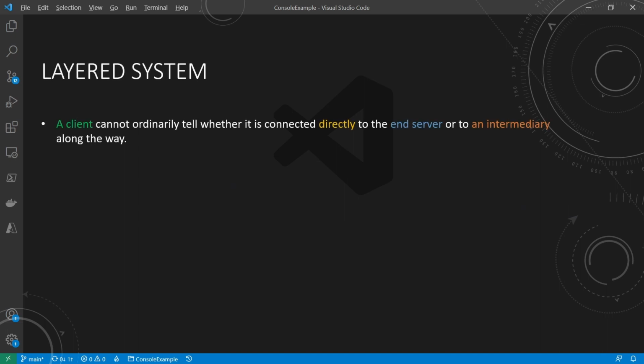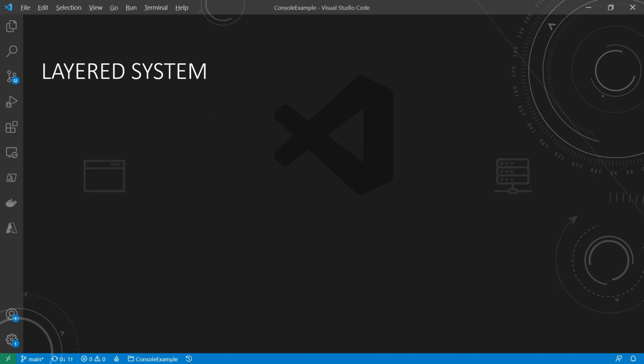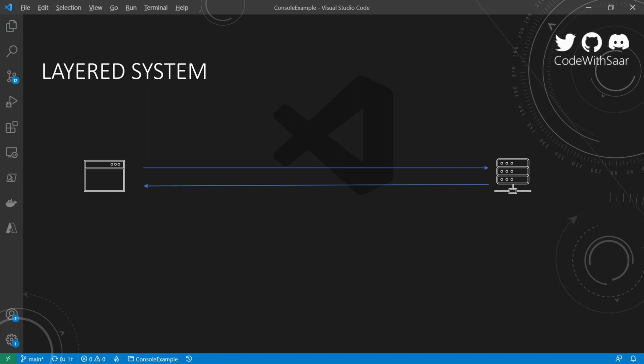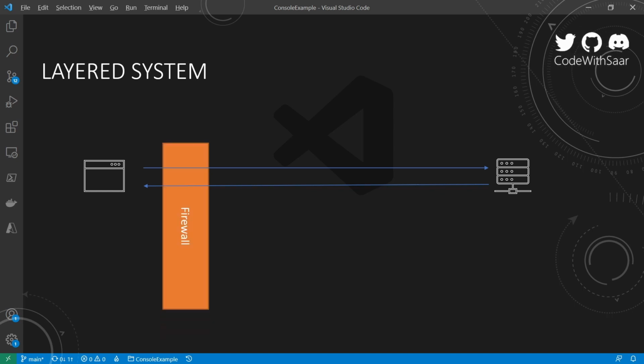Layered system. A client cannot ordinarily tell whether it's connected directly to the end server or an intermediary along the way. What? Let me explain. Let's begin with a simple client-server system. The client sends a request for a resource, and the server gives it back. What a perfect world. Except there is a malicious cause, and we add a firewall in the middle.